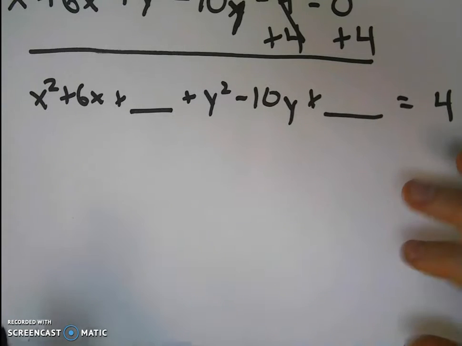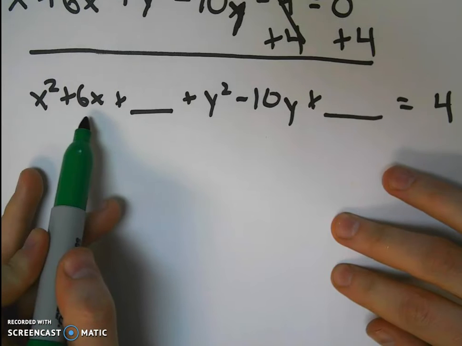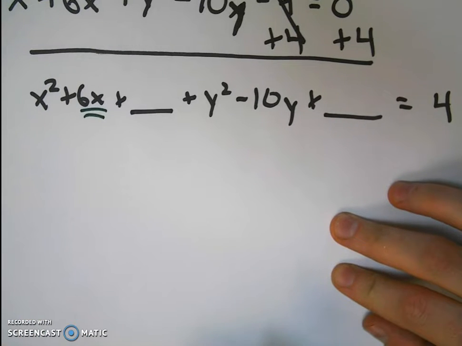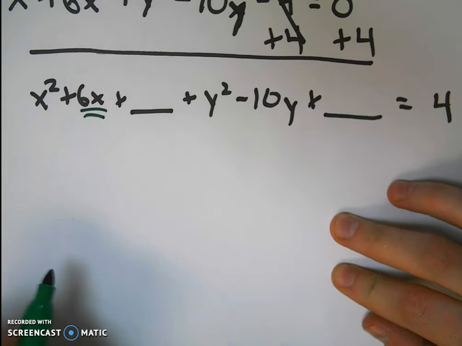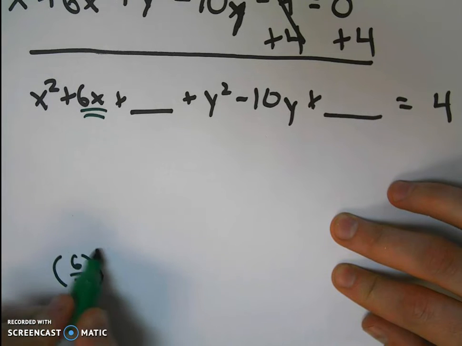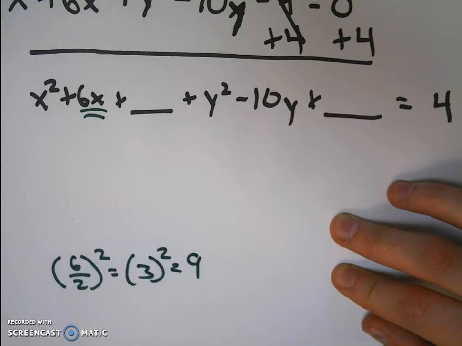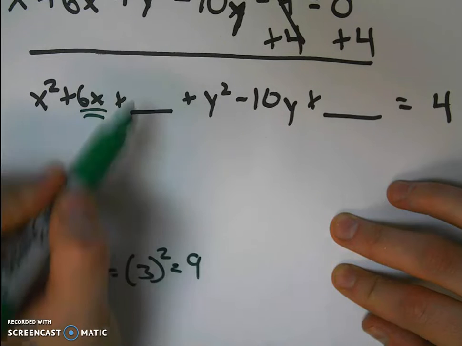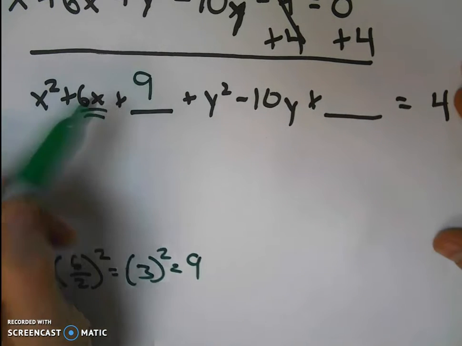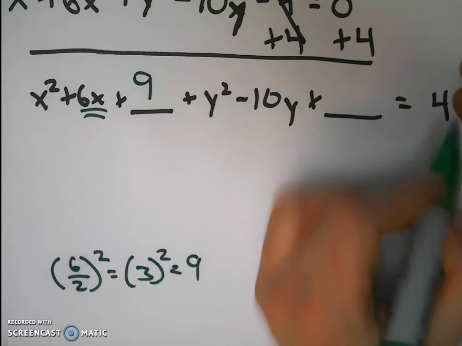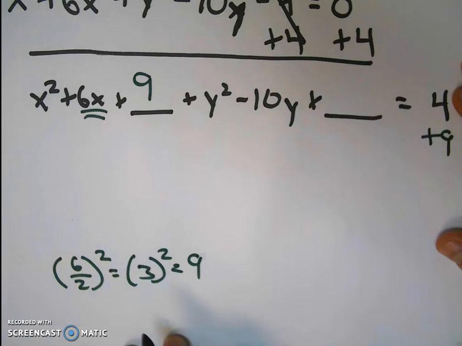So what we're going to do is treat each middle term separately. So first, we're going to work with the 6x. We're going to come down here on the side and take half of 6 and square it. Half of 6 is 3. 3 squared is 9. Whatever goes on the outside goes on the outside, and whatever we do to one side of the equation, we have to do to the other.